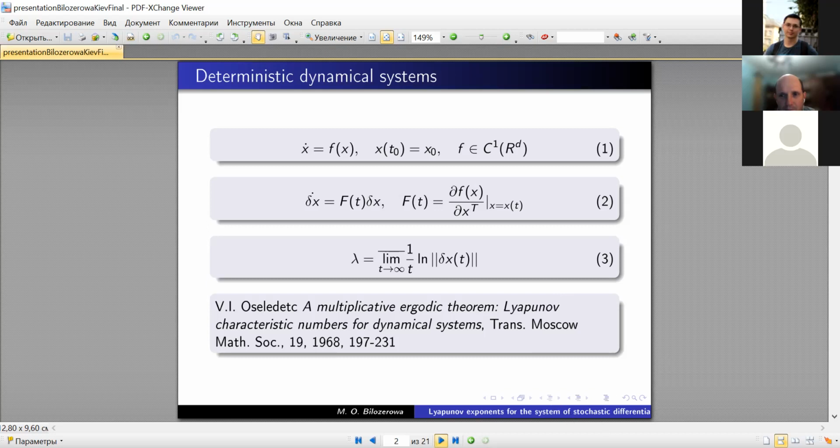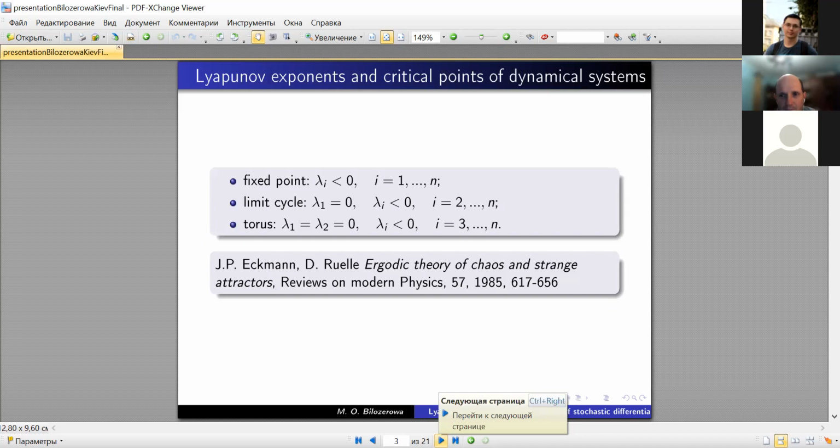In general, for a dynamical system we have four cases, and three of them are the following. The first is a fixed point, if all Lyapunov exponents are negative. The second one is the limit cycle, if the top Lyapunov exponent is equal to 0 and the others are negative. And a torus, if the top Lyapunov exponent and the next one are zeros and the others are negative. And these cases are considered exactly in the next paper of Eckmann and Ruelle.